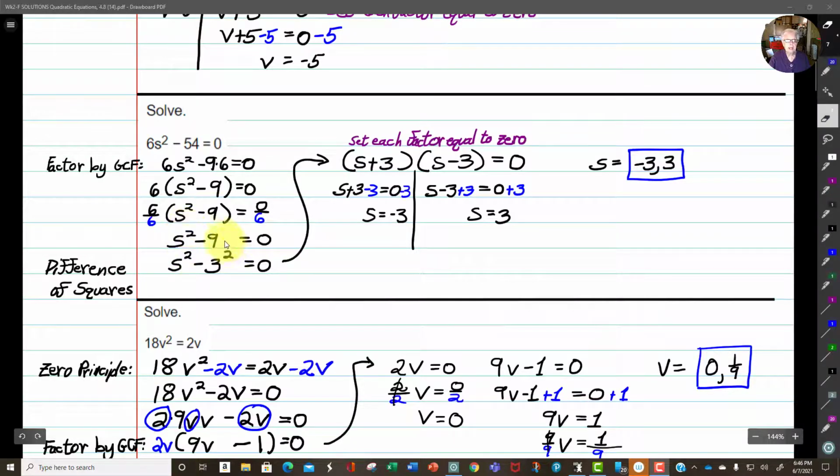s squared and 9 are both perfect squares. So we'll have s squared minus 3 squared, and that will factor into s plus 3 times s minus 3. Set both factors equal to 0 and solve for the variable. I get s equals negative 3 and s equals 3. So negative 3 and 3 are my solutions.